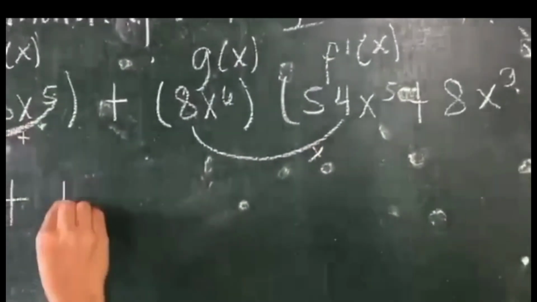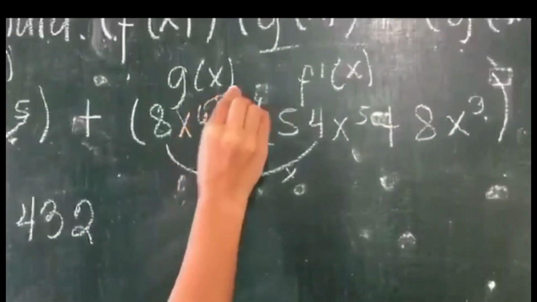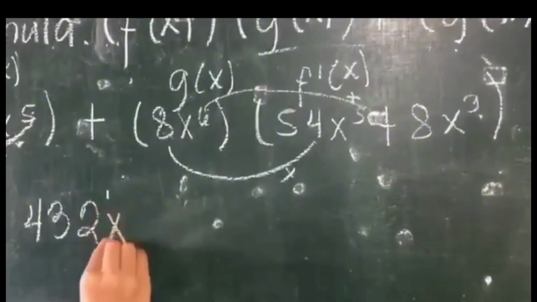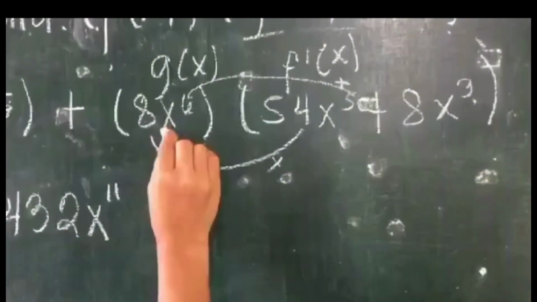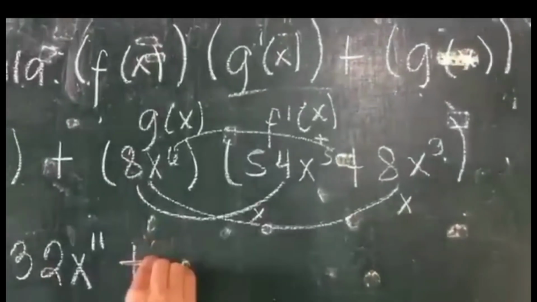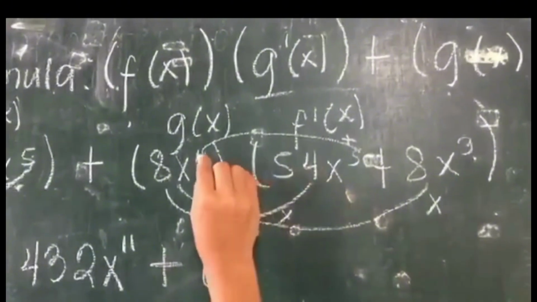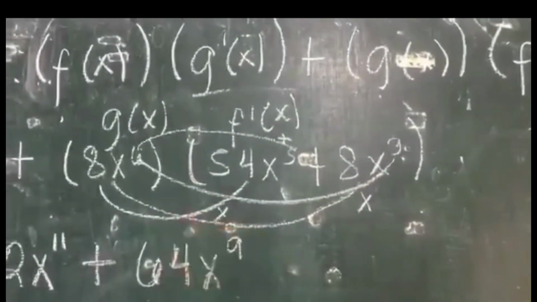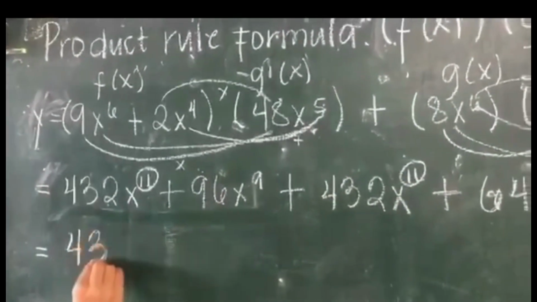8x times 54x is 432x. Add the exponents 6 and 5, it will be 11. 8x times 8x is 64x, and add the exponents 6 and 3, which is 9. Next, we need to arrange it by its exponent.